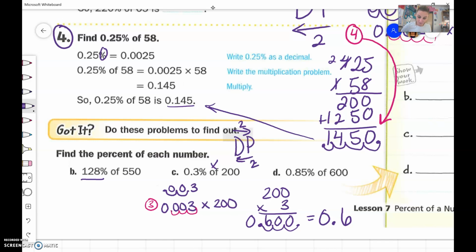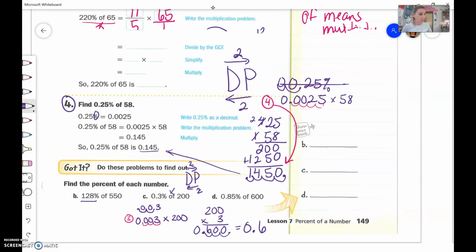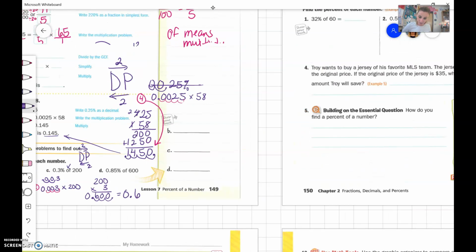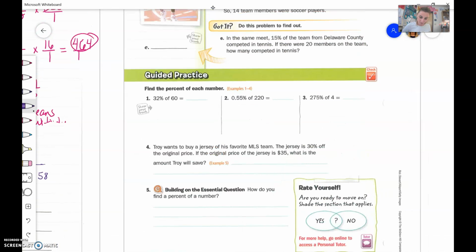Okay? All right, we're going to do some practice. So turn the page, and we're going to go to this page right here on 150.